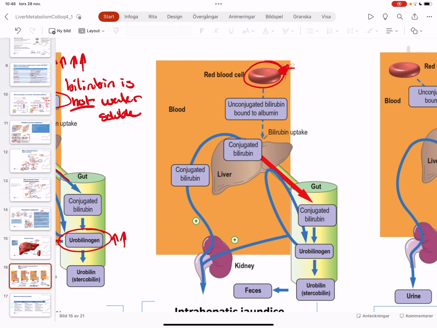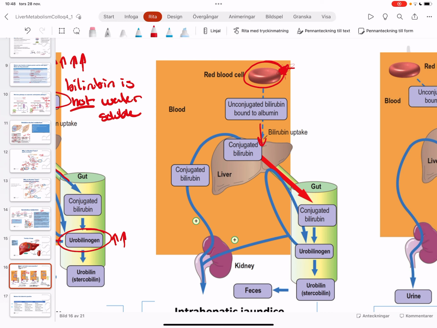So the problem here is that there will be some bilirubin uptake, and the liver will conjugate some bilirubin, but not everything. It cannot take up everything. The problem with the intrahepatic type can be that the liver may not be able to take up everything, or the liver cannot conjugate everything, or maybe most commonly that the liver cannot give the conjugated bilirubin to the gallbladder. The problem is there.